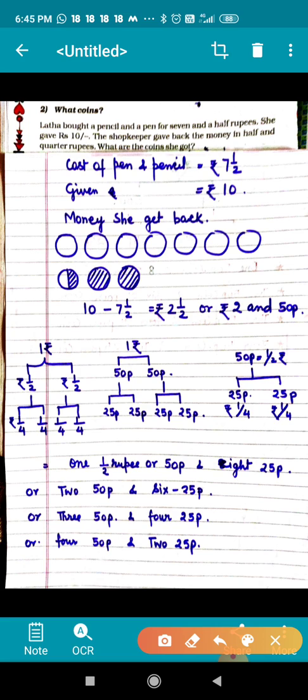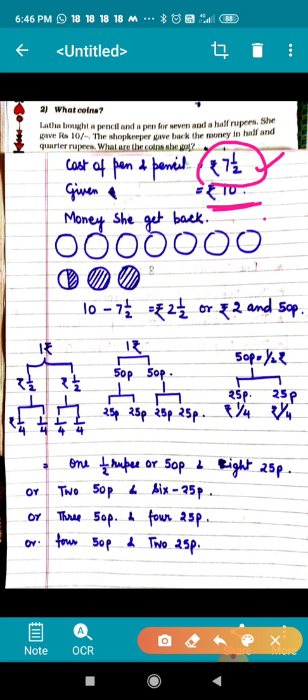Children, here Lata bought a pencil and a pen for 7.5 rupees. Children, in numeral form 7.5 can be written like this, 7 whole 1/2 rupee. Okay, now she gave rupees 10. The shopkeeper gave back the money in half and quarter rupees. What are the coins she got?